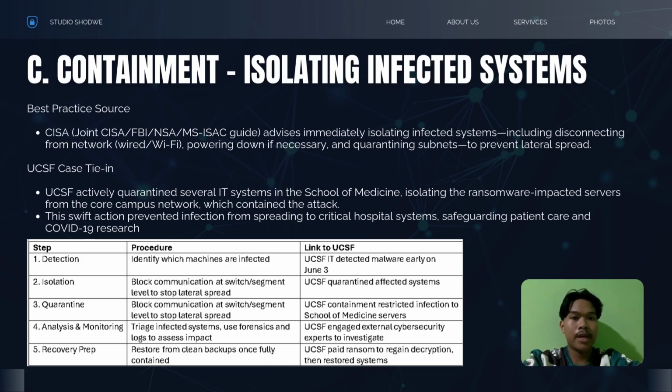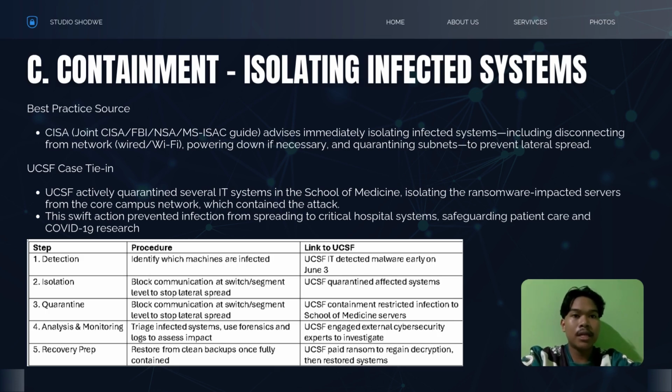First is detection: identify which machines are infected. UCSF detected the threat early on June 3. Next is isolation: disconnect the affected machines. UCSF did this by segmenting their network. Then comes quarantine: further block communication on those segments to ensure the infection doesn't hop elsewhere.